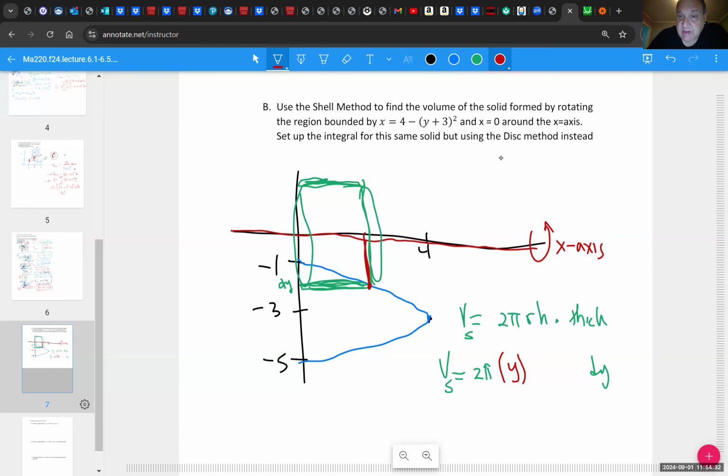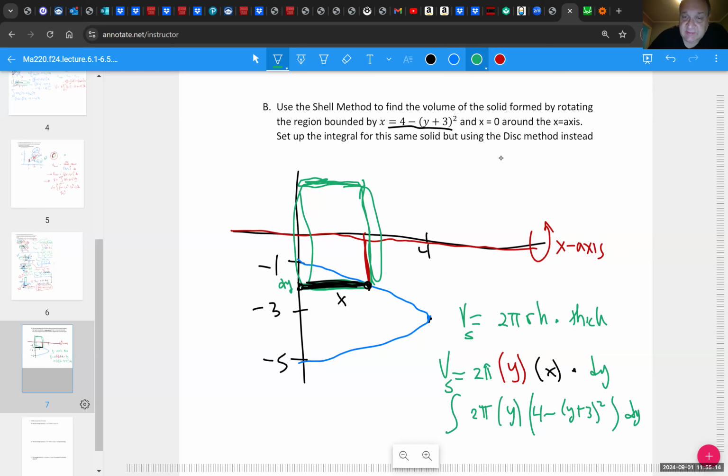And then I need a height. The height of this region, this rectangle, goes from here to here. It is an x distance because it's horizontal. It goes from here to 0, so the x big minus 0, just the x value. So the height is going to be x, and then the thickness is dy. Now we know what x is. x is this critter right here, so we're going to put in that thing for x: 4 minus (y plus 3) squared. That's the x. The y is a y, the 2 pi is a 2 pi, the dy is a dy.